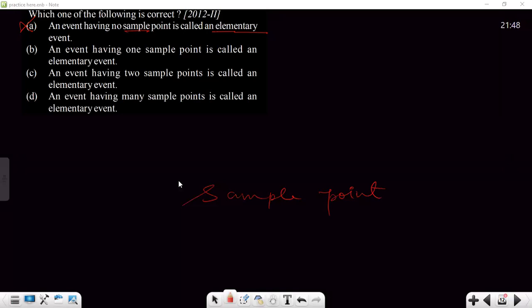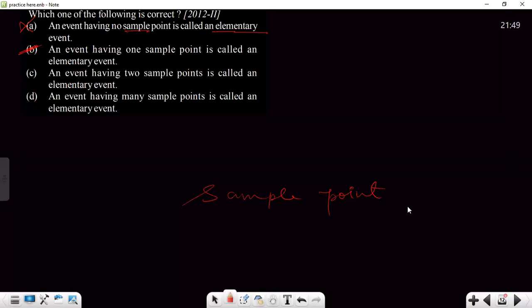Yes. Right. So an event having one sample point is called an elementary event. Any event having one sample point is an elementary event. An event having two sample points is called, no. An event having many sample points is called an elementary event, no. Now, what is a simple event? What is a composite event? We are also going to talk about them in upcoming slides.